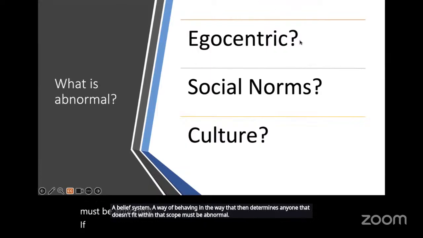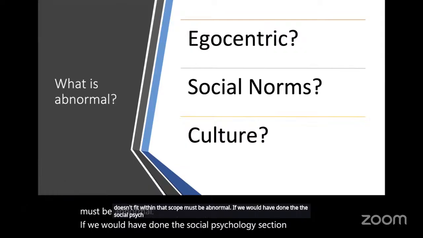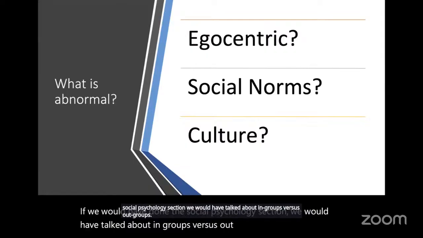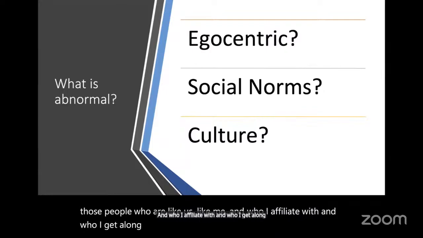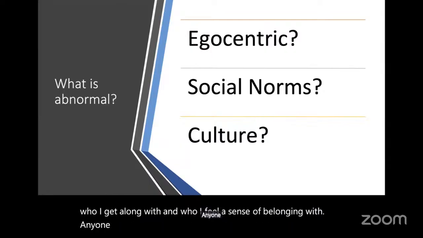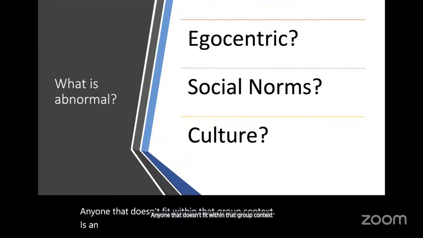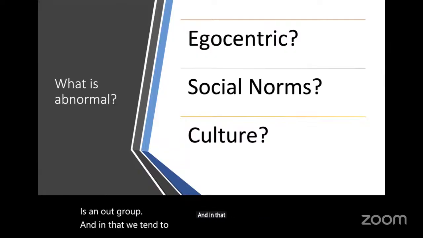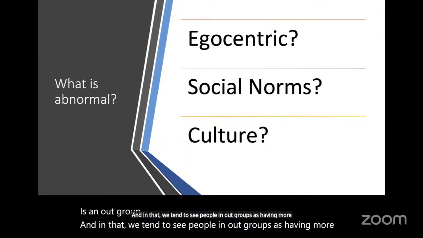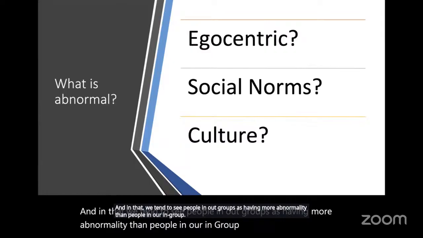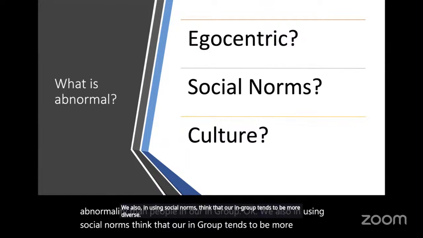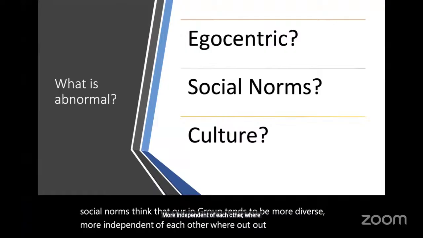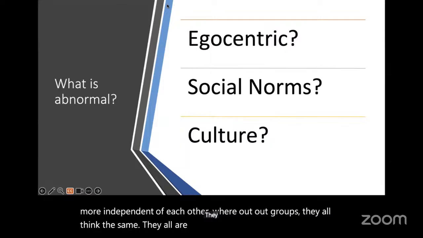Okay. If we would have done the social psychology section, we would have talked about in groups versus out groups. In groups are those people who are like us, who I affiliate with, who I get along with, and who I feel a sense of belonging with. Anyone that doesn't fit within that group context is an out group. And we tend to see people in out groups as having more abnormality than people in our in group. We also think that our in group tends to be more diverse, more independent of each other, whereas out groups, they all think the same. They all are the same type of person.